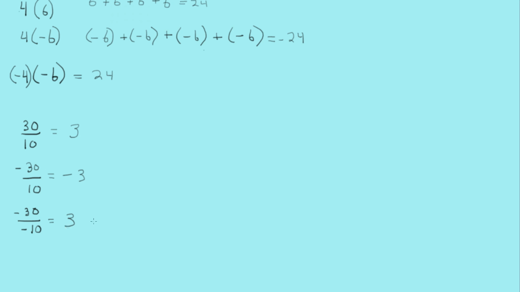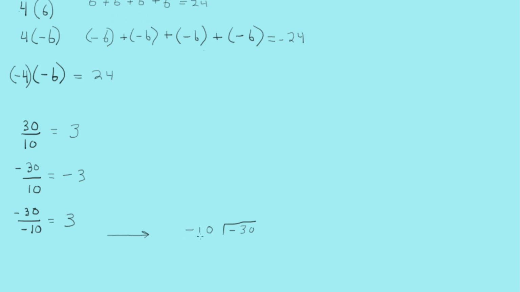Another way of helping you understand the division of 2 negatives is to use the traditional long division method. So I'm going to have negative 30 as my dividend, and negative 10 is going to be my divisor. And this just might help your mind wrap around the concept of a negative being divided by a negative.